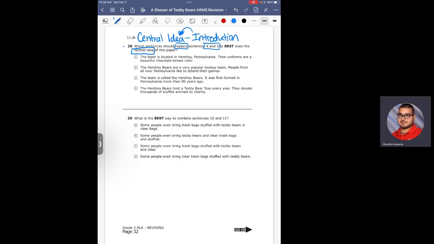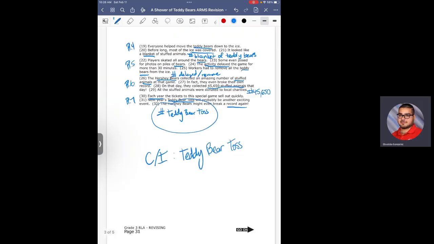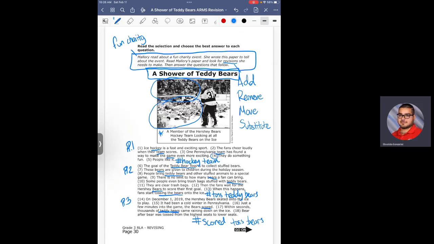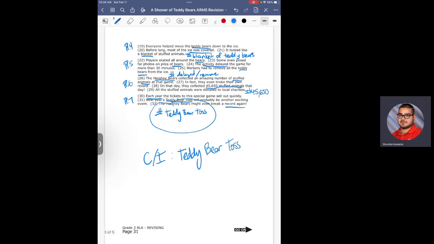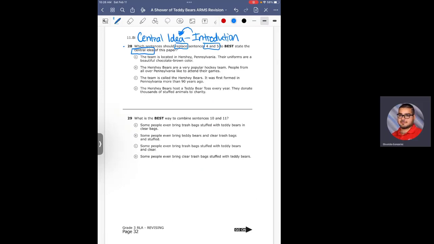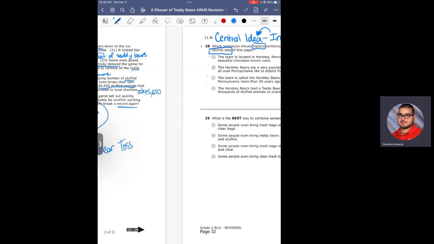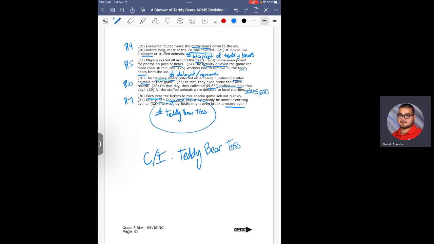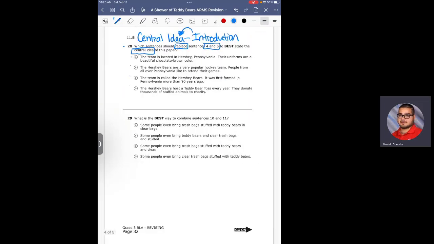All right, so let's go back and read sentences 4 and 5. 4 and 5, it says, they do something fun. People like it. That sounds very basic, right? So let's see which one of these jives mostly with teddy bear toss, our central idea of teddy bear toss. It says, the team is located in Hershey, Pennsylvania. Their uniforms are beautiful chocolate brown. Now, are the uniforms the central idea of this passage? They're not.